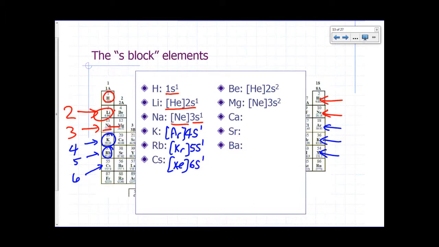So what do you notice? What do all of these have in common? Their valence configuration, we say, is ns1. Let me write that. ns1. So the valence configuration for these elements is ns1.